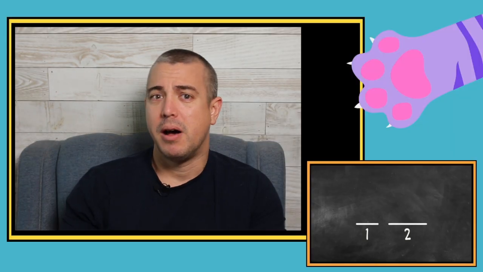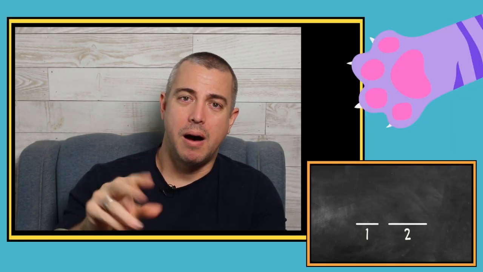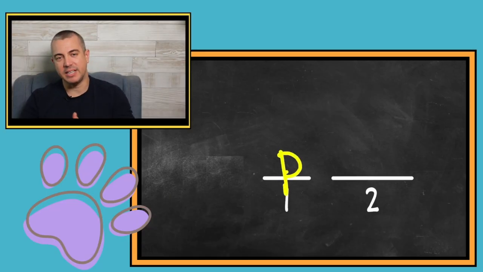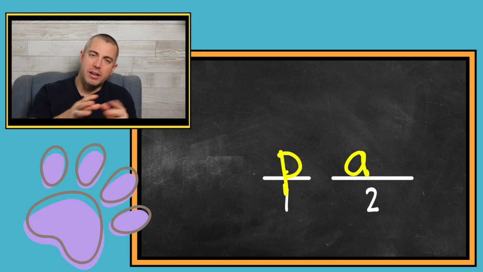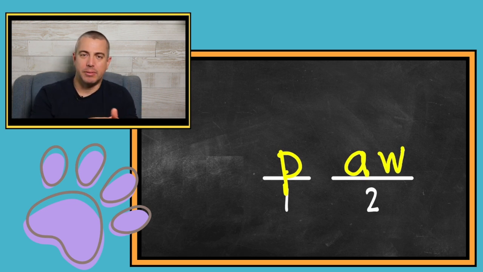Our first word, p, aw, paw. Go ahead and spell paw for me. Our word paw is 2 sounds. P is going to be our first sound, which is P, right? And our next sound, aw, is AW, right? Paw.